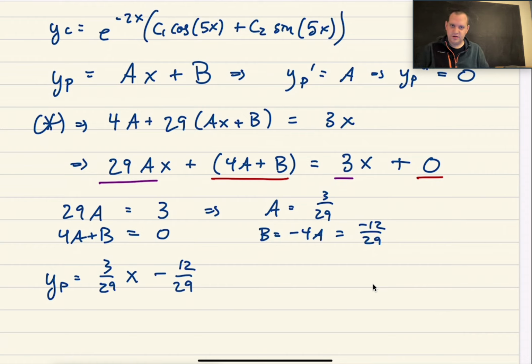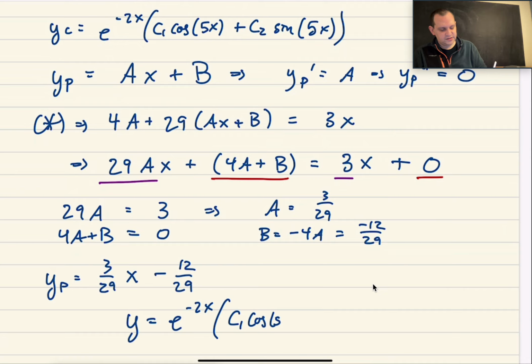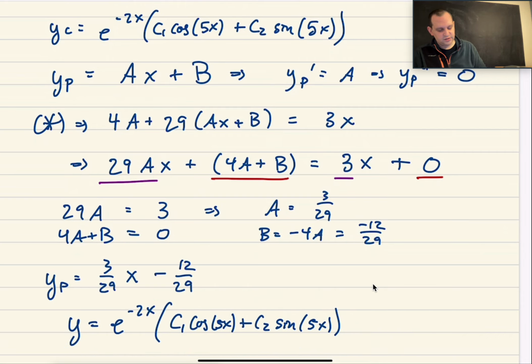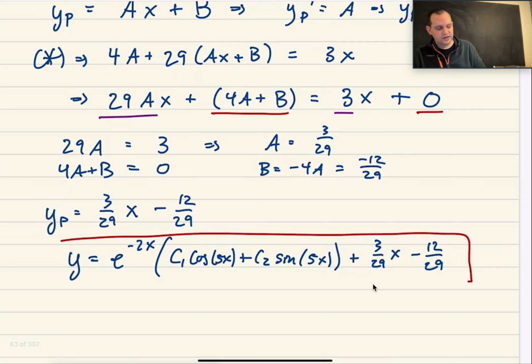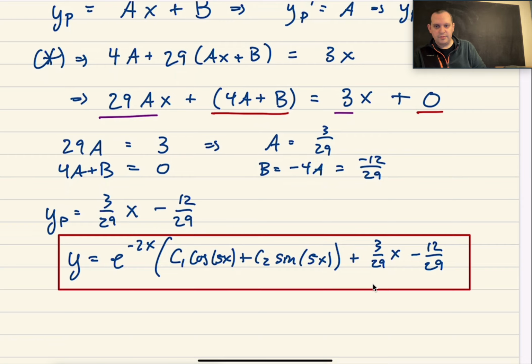And then once we have our complementary solution and our particular solution, the general solution is going to be e to the negative 2x times c1 cosine of 5x plus c2 sine of 5x. So that's the complementary solution, plus the particular solution, so plus 3x over 29 minus 12 over 29. And there is our general solution to this second order linear non-homogeneous equation.